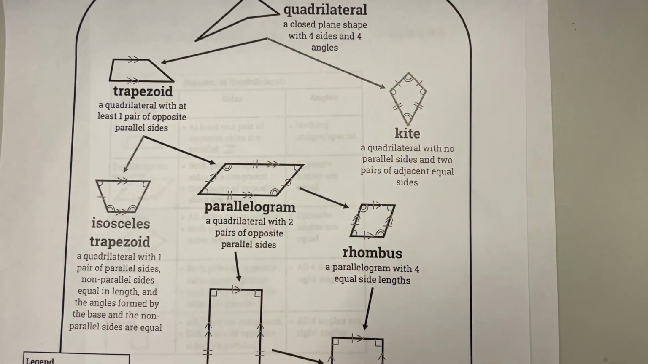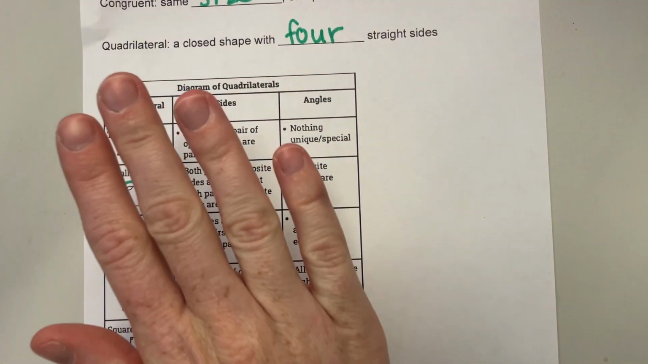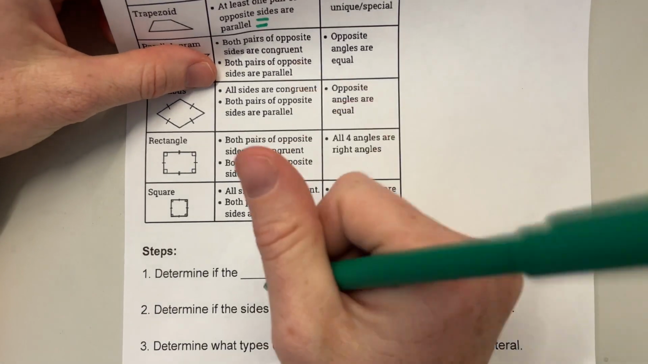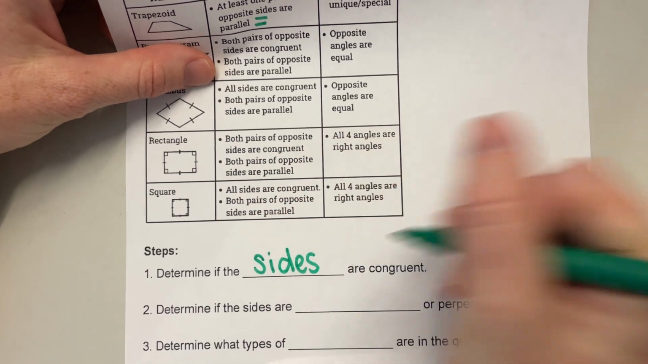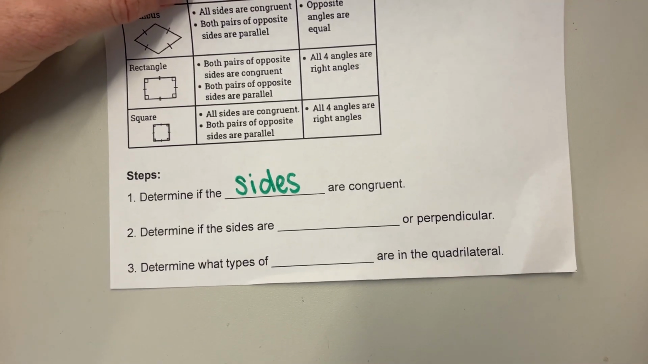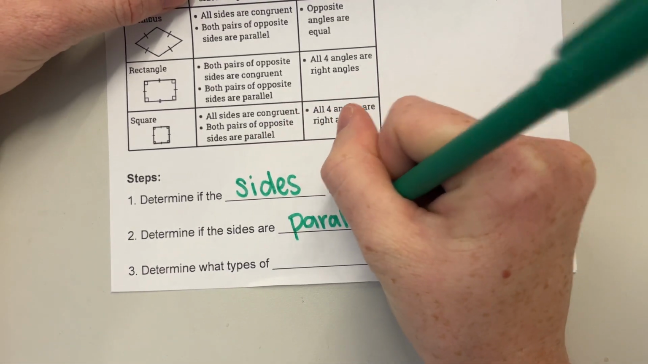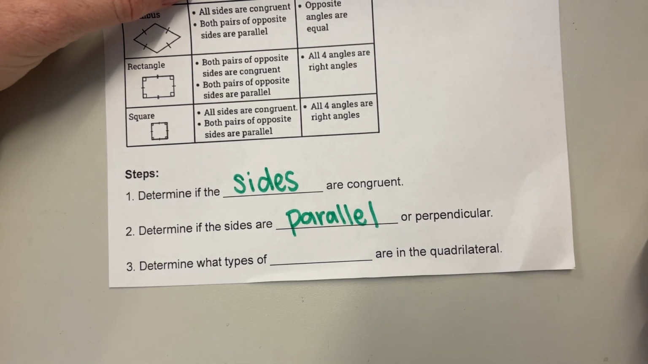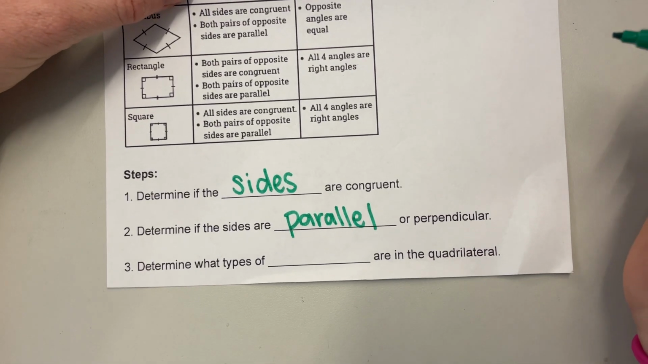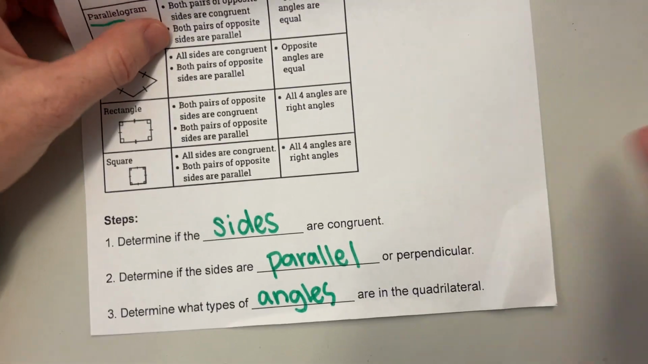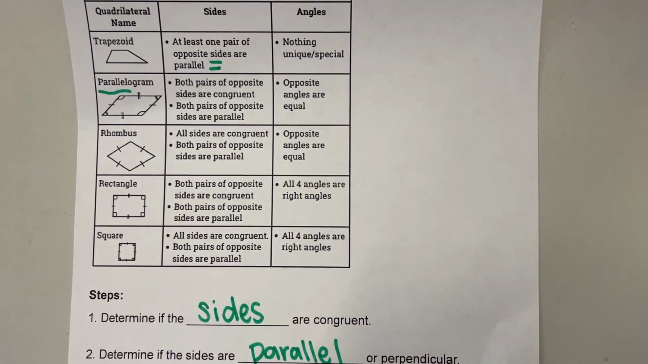Okay, so we're going to cut this out. We will be using this a lot. We also use this a lot. These are very important notes to glue in today. Okay, our first step is to determine if the sides are congruent. Step number 2 is determine if the sides are parallel or perpendicular. And then step 3 is determine what type of angles are in the quadrilateral.